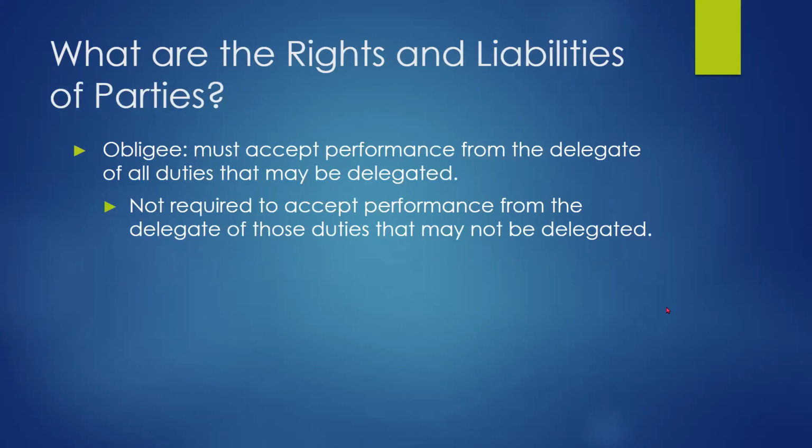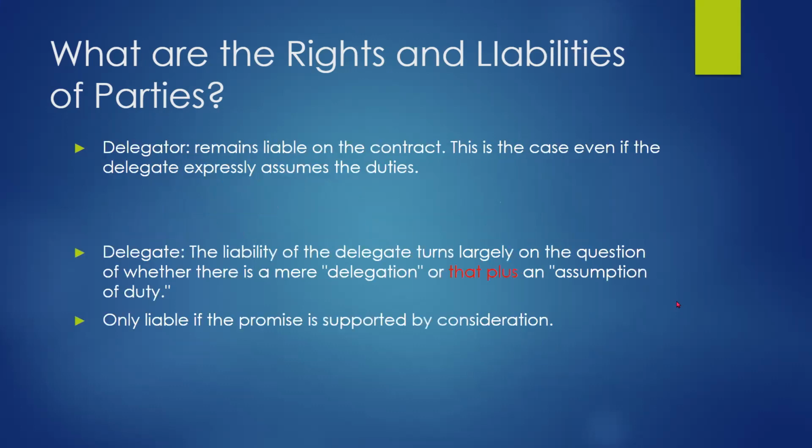What are the rights and liabilities of parties? Obligee must accept performance from the delegate of all duties that may be delegated. Not required to accept performance from the delegate of those duties that may not be delegated. Delegator remains liable on the contract. This is the case even if the delegate expressly assumes the duties.